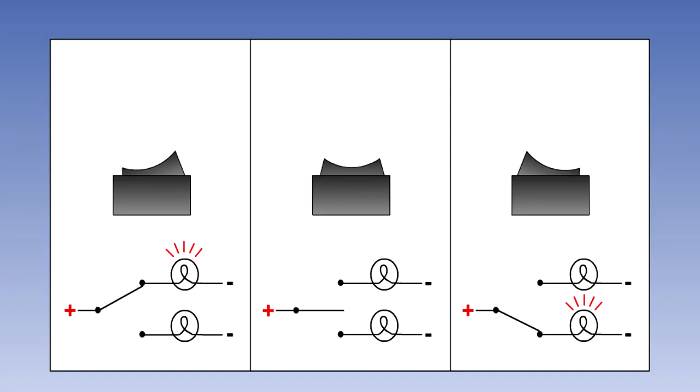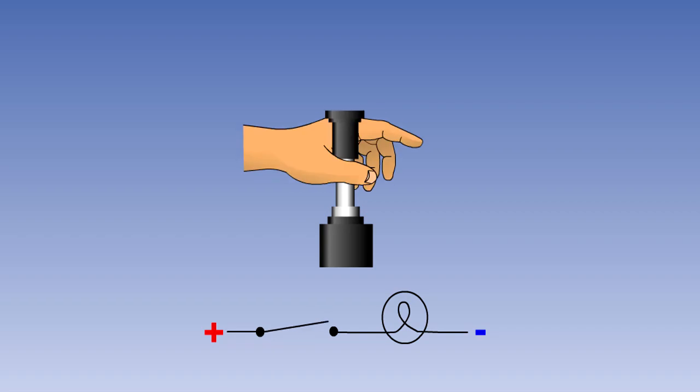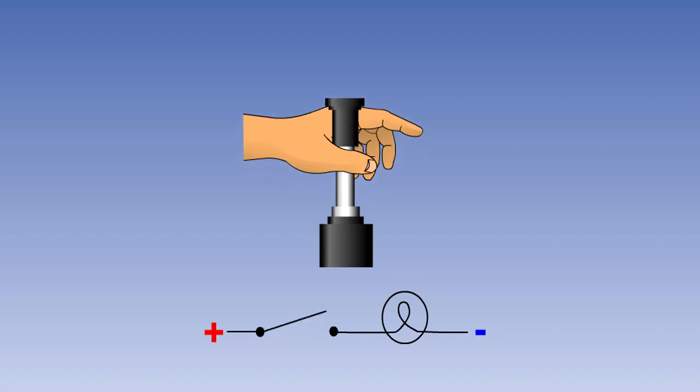Rocker switches operate in exactly the same manner as toggle switches, the only difference being the shape of the operating mechanism. Push and pull switches are normally only two-position, so the contacts in this type of switch are either open or closed. The switch is operated by pushing or pulling on the stem of the switch.